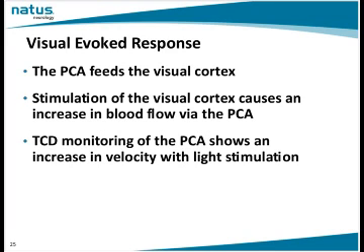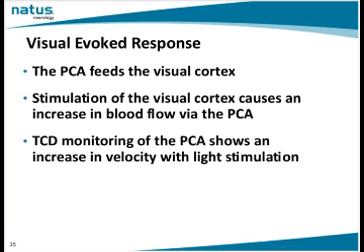The PCA perfuses the visual cortex. So when you have moved from your MCA-ACA bifurcation into your PCA by tilting posterior and inferior, you look at your waveform, and stimulation of the visual cortex causes an increase in blood flow via the PCA. How are you going to stimulate the visual cortex? You're going to turn on and off the lights. This is called metabolic autoregulation.